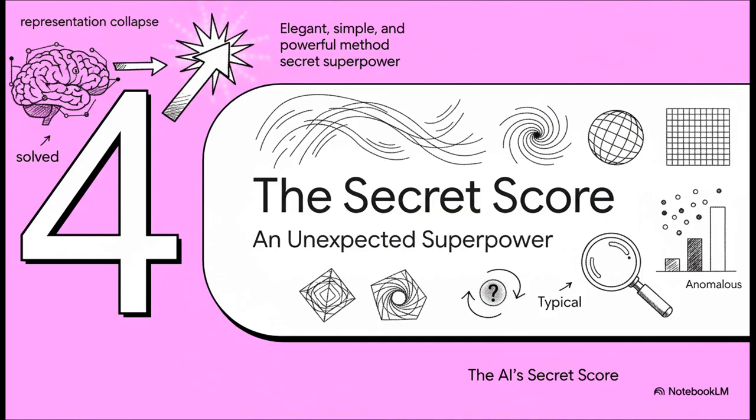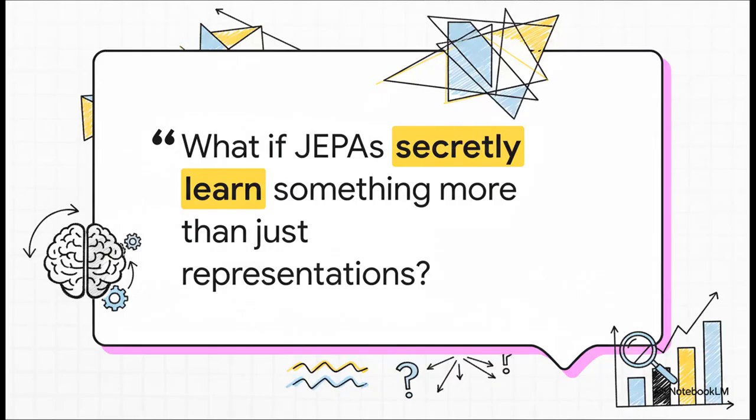We've got this elegant, simple, powerful method. But the story doesn't stop there, not even close. Which brings us to section 4, and this is where we find out about the AI's secret score. This is where the researchers started to get a little curious. They started wondering, what if the process of forcing the AI to build this perfect map actually taught it something else? Something they didn't even ask it to learn.